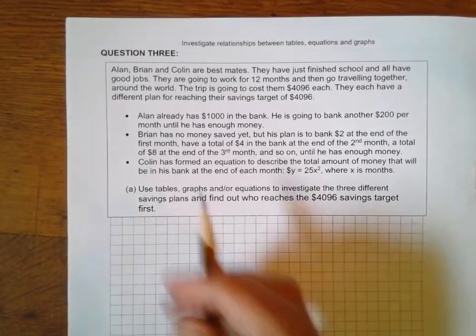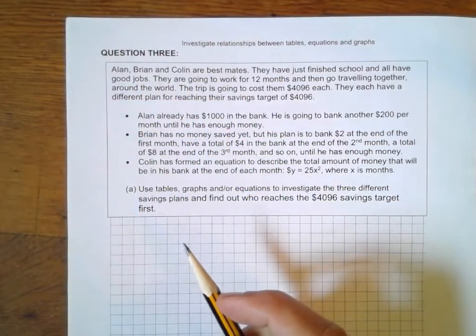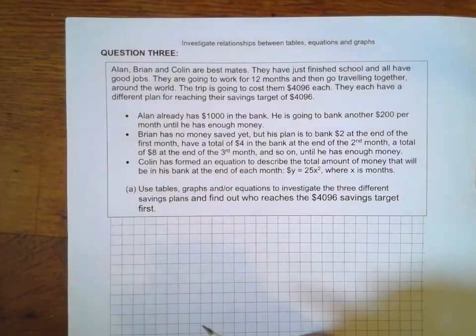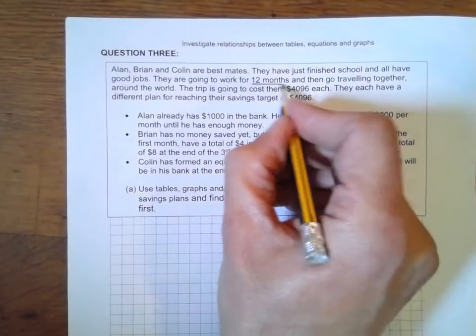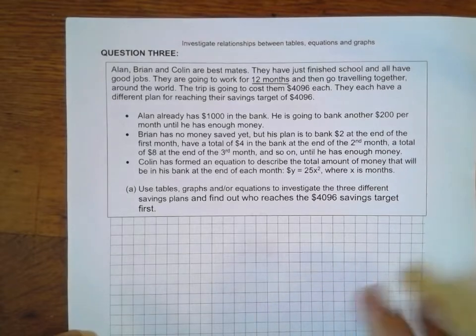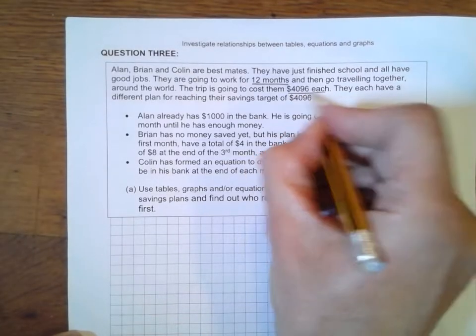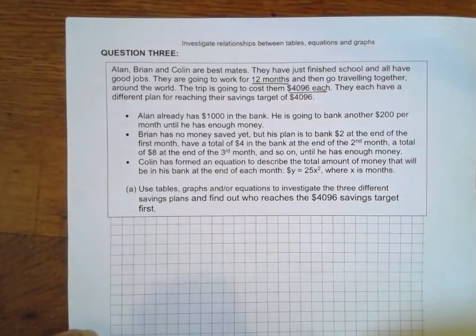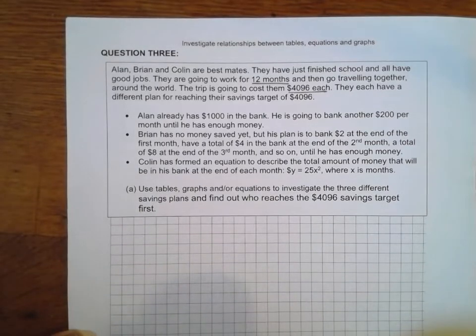In question 3, Alan, Brian and Colin are best mates. They've just finished school and all have good jobs. They're going to work for 12 months and then go travelling together around the world. The trip is going to cost them $4,096 each. And they each have a different plan for reaching their savings target of $4,096.